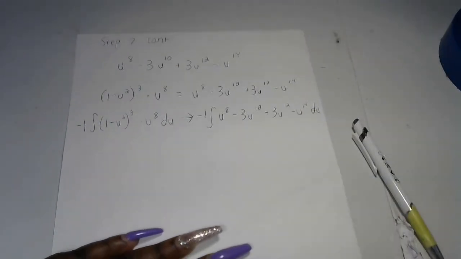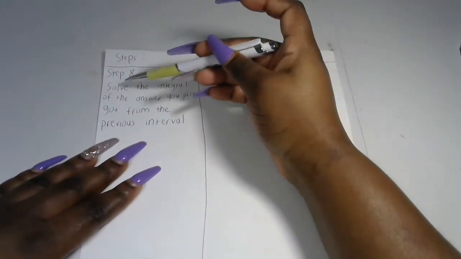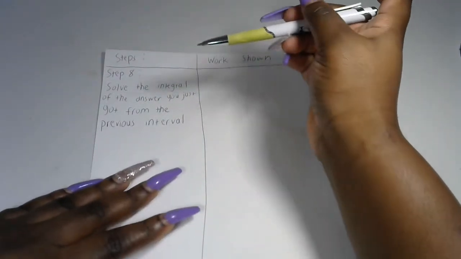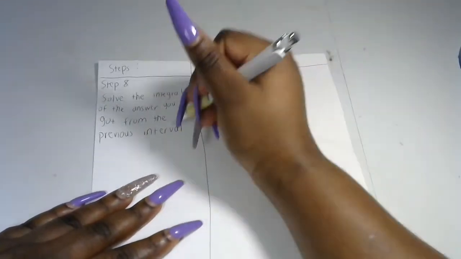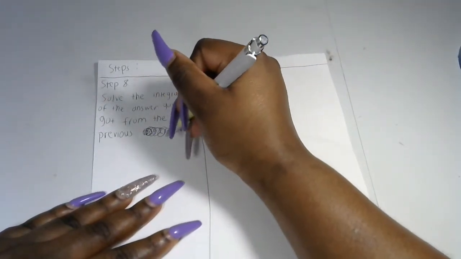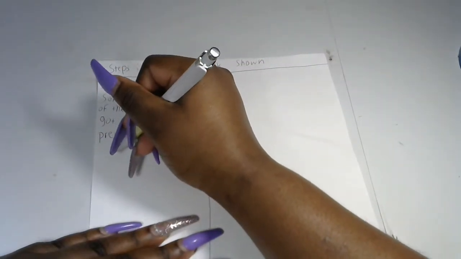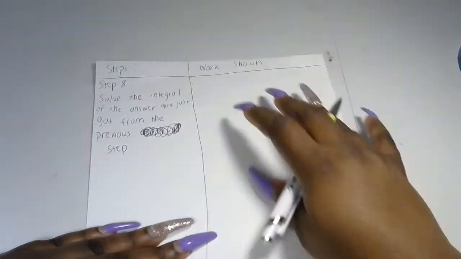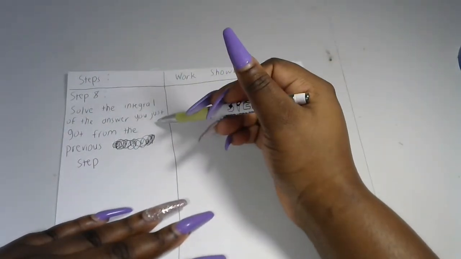All right, so for step 8, what we're going to do is solve the integral of the answer you just got from the previous step. Sorry about that, that was a typo. But yeah, solve the integral of the answer you just got from the previous step.